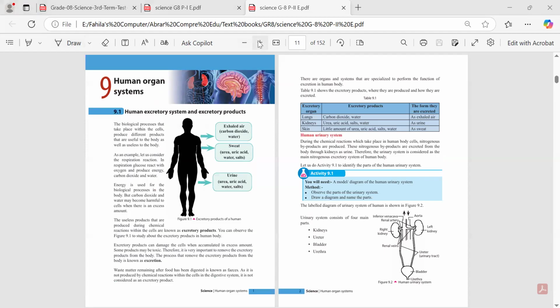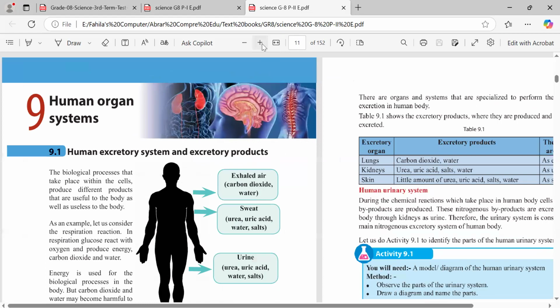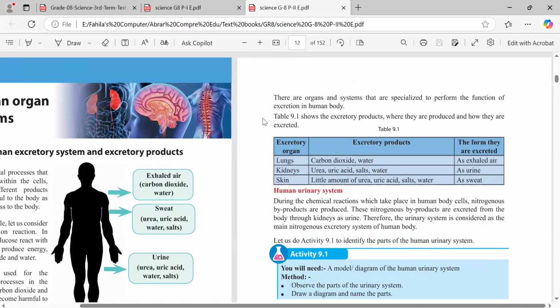So when we talk about the kidneys, the excretory system, what do we have to know? You have to memorize this table 9.1. Memorize in the sense that you should be able to tell, if they ask you in the exams, what the excretory products of the kidneys are. You must know that it is urea, uric acid, salts, and water. There's no other way that you can write it, right? You must know that. So that's why this is a very nice chart given in your textbook that must be memorized. Okay. So lungs: carbon dioxide and water.